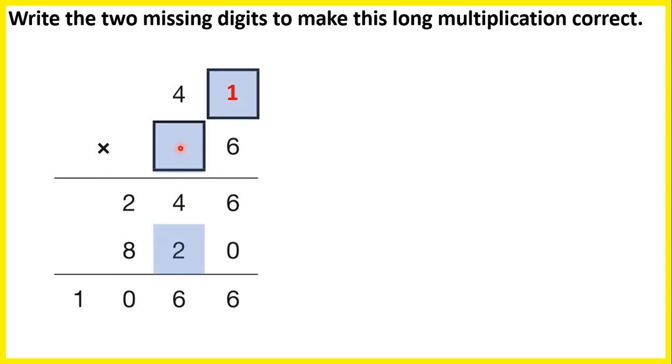So now, to find this digit here, we need to think 1 times what ends in a 2, because when we're multiplying by the tens digit, we always have a 0 as the ones digit of our second answer line. So 1 times 2 is 2, and then 4 times 2 is 8. So this missing digit here must be a 2.